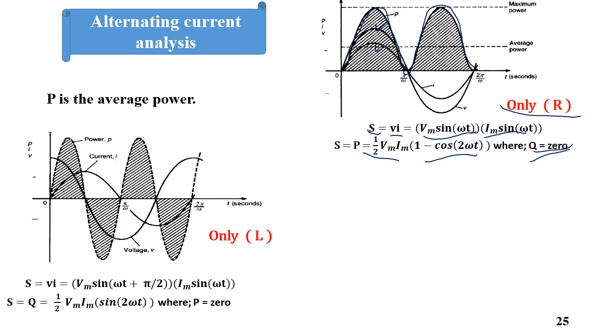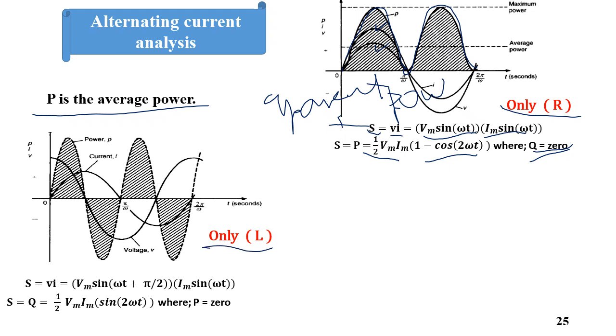We have two types of power, the real power or the average power, and the apparent power, which is called S, and Q, which is the reactive power.